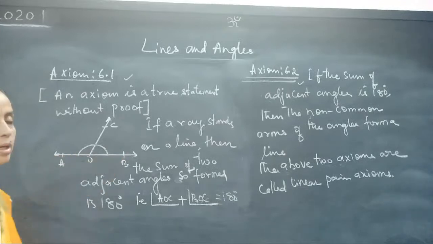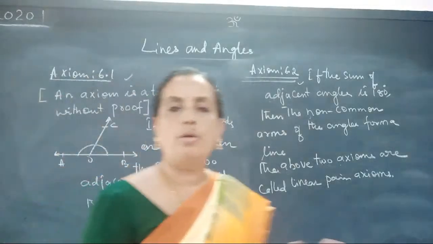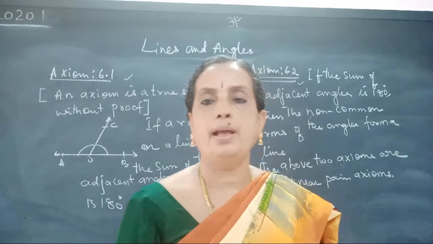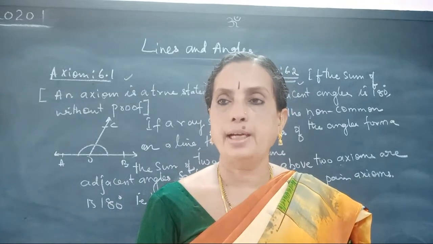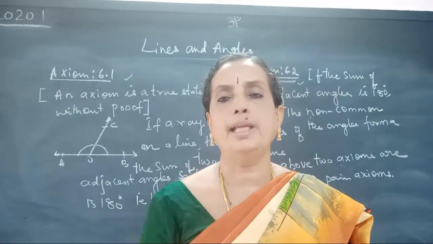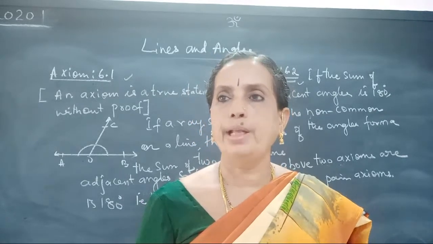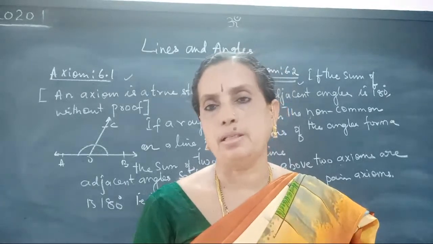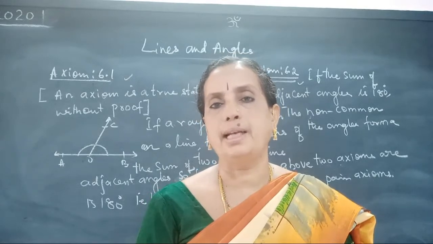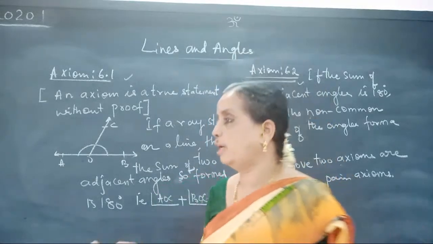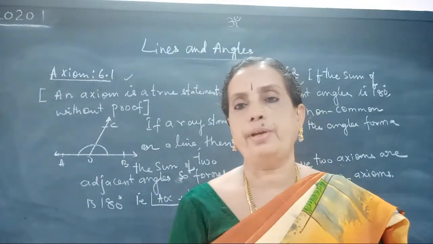OA and OB are non-common arms, where OC is a common arm. So we call them together the linear pair axioms. The linear pair axioms state that if the sum is 180 degree, they are a linear pair. If they are a linear pair, their sum must be 180 degree. Based on this, we can find unknown angles and unknown values. We can identify which are the pairs of angles and what the relation is, and go on to the further application part.